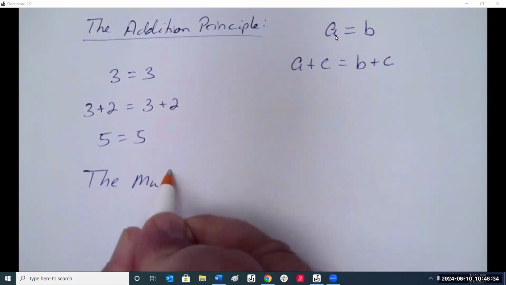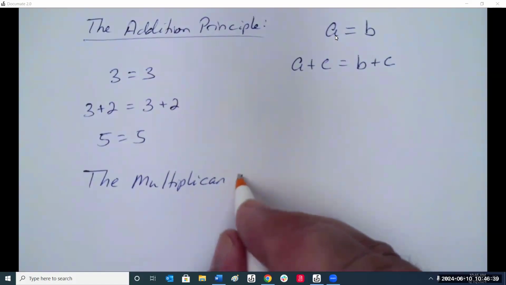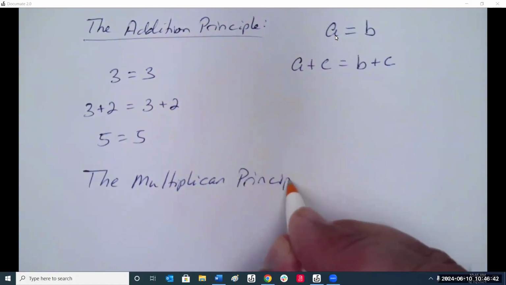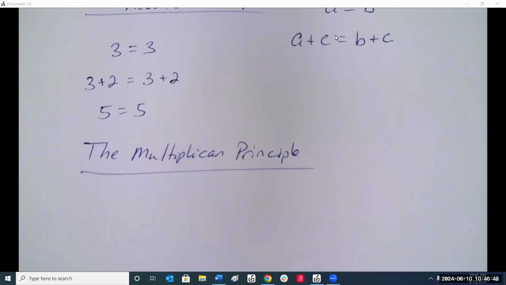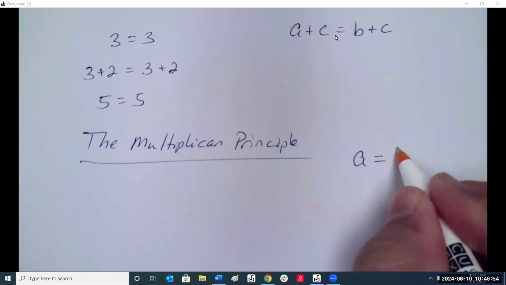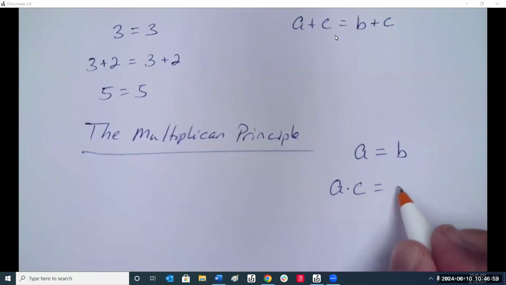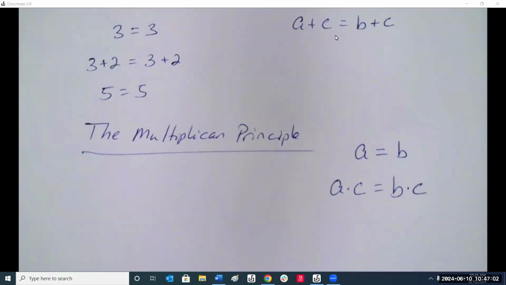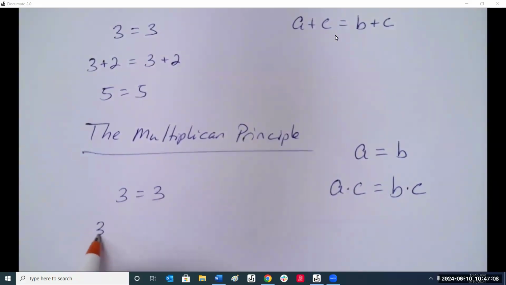The multiplication principle of equality, I should say. These are equality principles. If A equals B, and if I multiply a number to A, I have to do the same thing to B, and they're still going to be equal. So if 3 equals 3, and I multiply the left side by 4, I got to multiply the right side by 4. I get the same thing.